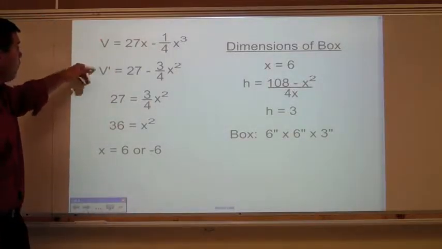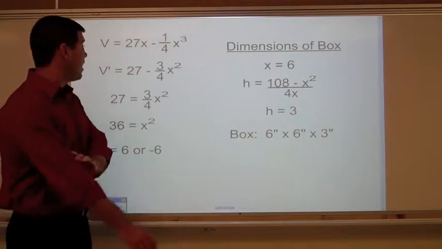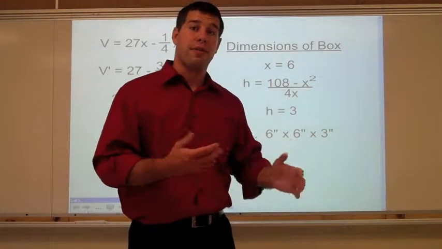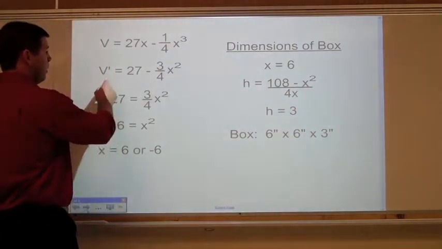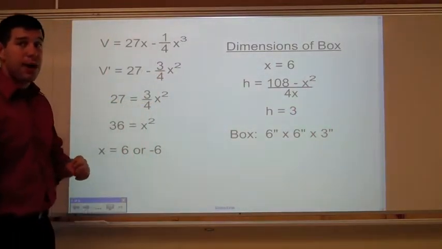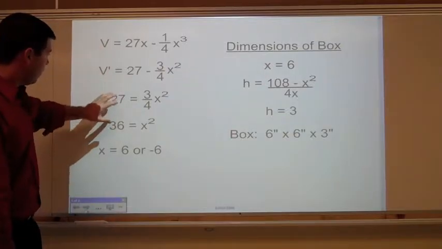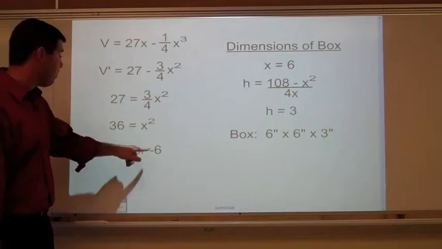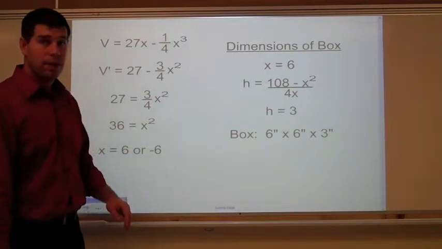Copy the function over. First derivative, 27 minus 3/4 x squared. Want to find critical numbers, so you want to set the derivative equal to 0. I add this to the other side, so 27 equals 3/4 x squared. Divide by 3/4, you get 36 equals x squared. So x is plus or minus 6.